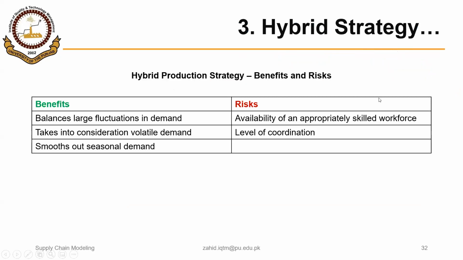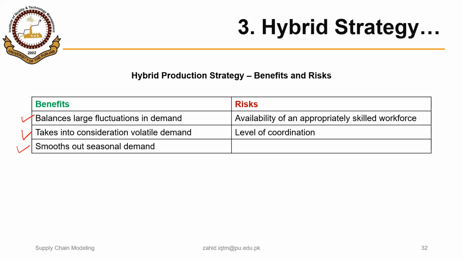So benefits of hybrid strategy include it balances large fluctuations in demand. So that was sort of risk in the chase strategy, so that is catered for here. It takes into consideration volatile demand and smooths out seasonal demand. So all these are actually very much related, that this strategy helps us to cope up with the random changes in demand.